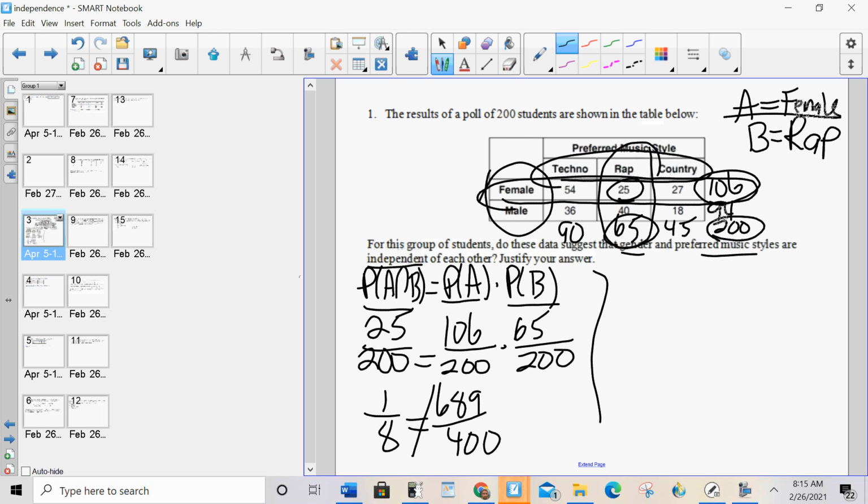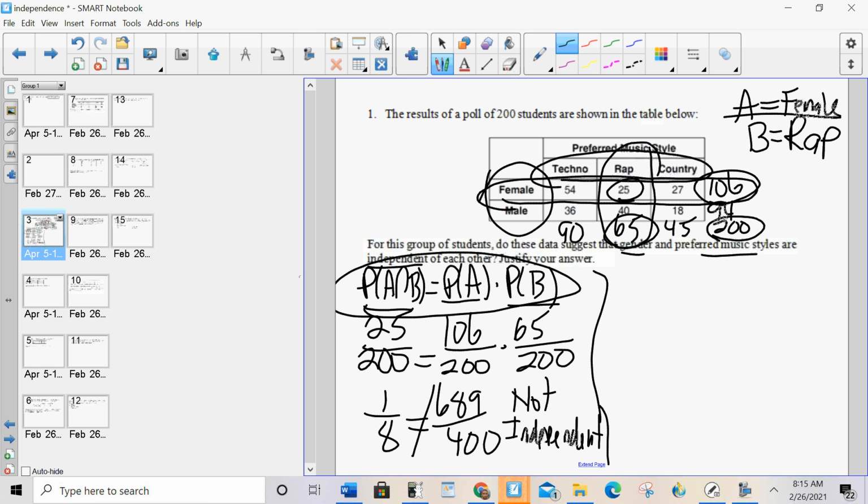So this would prove that they were independent if this held true. Since it does not hold true, they are not independent. If they are equal, they're independent. This is the test for independence. If it holds true, they are; if it doesn't, then it's not.